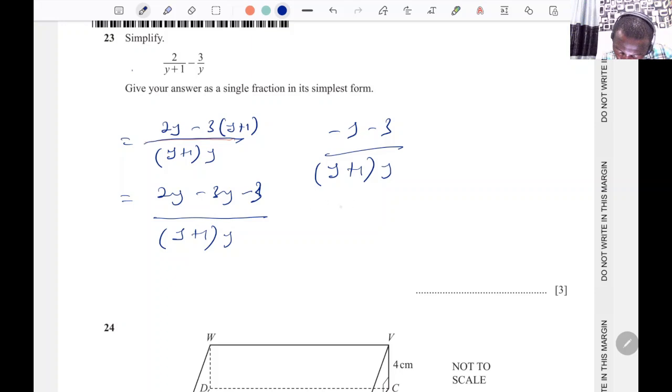So I can factor out my minus. I have minus in bracket y plus 3, all over y plus 1, then y.